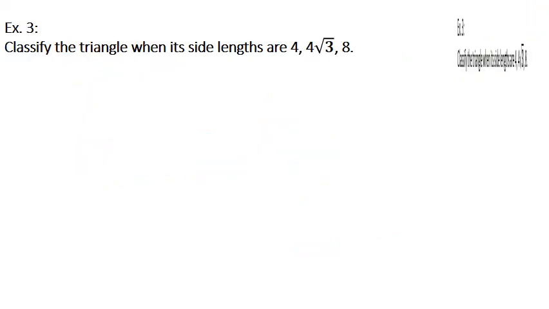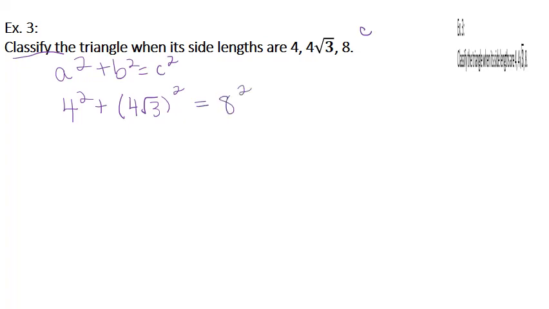All right, and our last example today in our foldable is classifying the triangle when the sides are 4, 4√3, and 8. Remember, our largest value is going to represent our c value. In case we've forgotten, which I highly doubt we have in this lesson, the Pythagorean theorem is a squared plus b squared equals c squared. So we're going to square each of these lengths. 4 squared plus, and I'm going to put in parentheses 4√3 squared equal to 8 squared. Well, we know 4 squared is 16, and we know 8 squared is 64, but we're going to have to remember how to square 4√3.